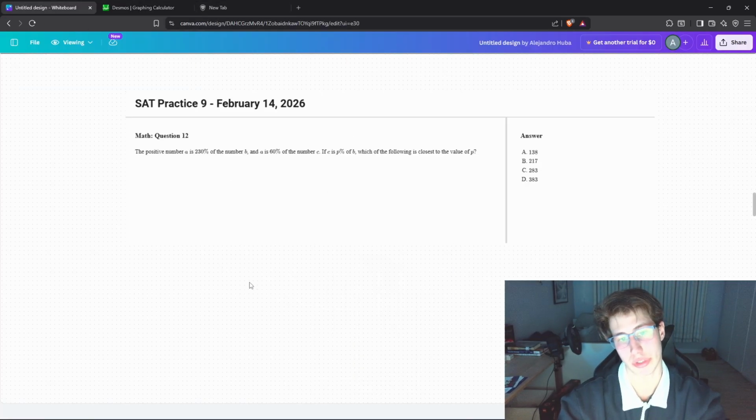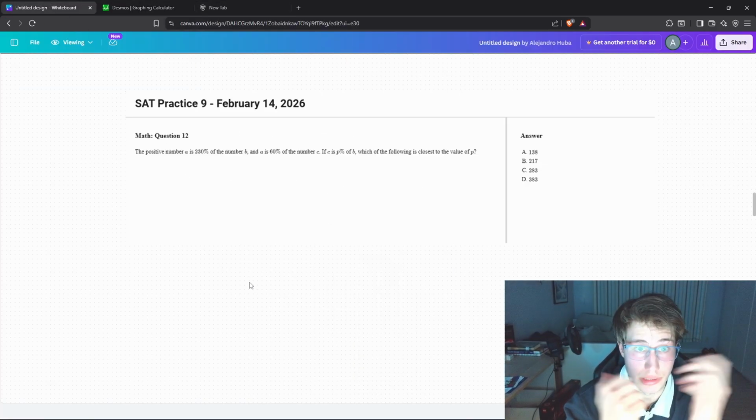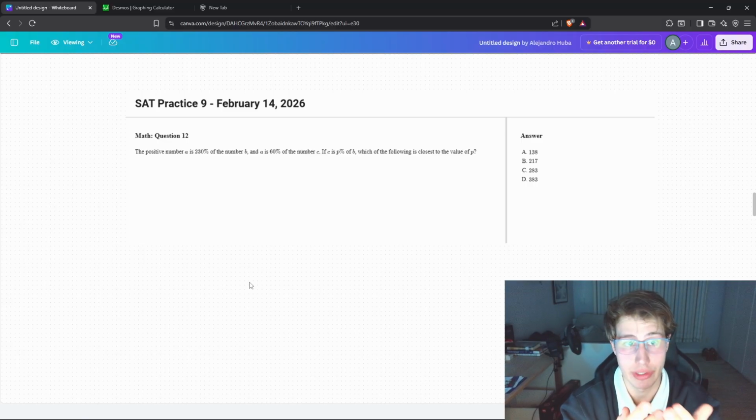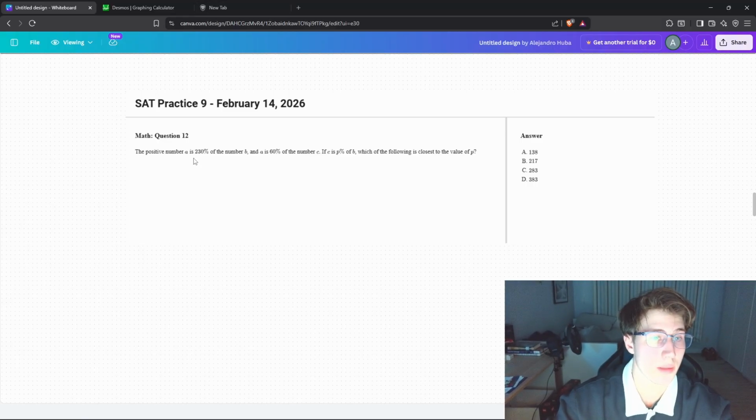So this is another tricky percent problem, but it can be solved really easily with Desmos, so you don't even have to know percents at all. It says the positive number a is 230% of the number b, and a is 60% of the number c. If c is p% of b, which of the following is closest to the value of p?